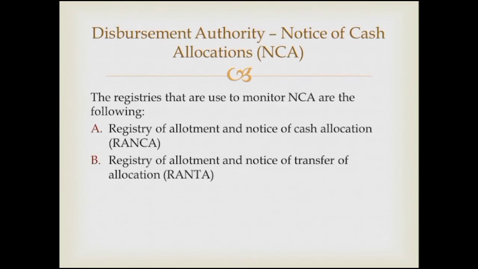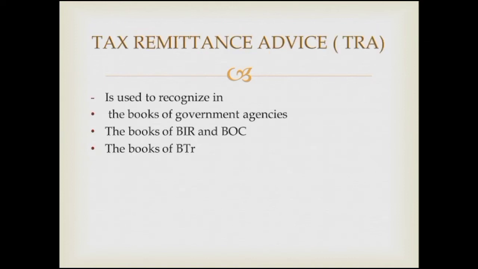The next one is the Disbursement Authority, Notice of Cash Allocations or the NCA. The registries that are used to monitor NCA are the following. Letter A, Registry of Allotment and Notice of Cash Allocation or the RANCA. Letter B, Registry of Allotment and Notice of Transfer of Allocation or the RANTA. The next one is the Tax Remittance Advice or TRA. TRA is used to recognize, first, in the books of government agencies, second, in the books of BIR and BOC, and the last one, in the books of BTR.